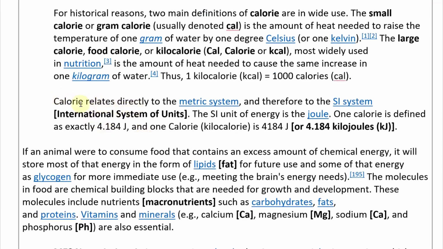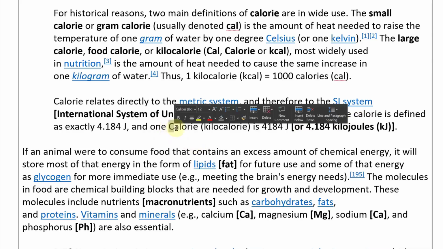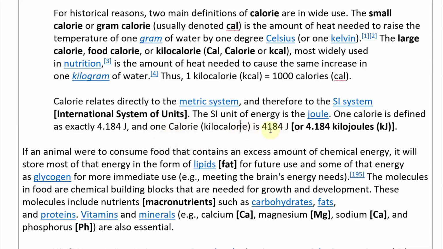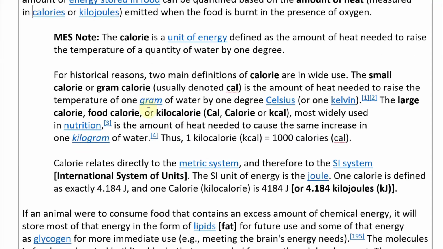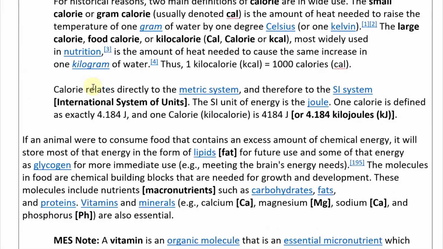The word calorie relates to the metric system, and therefore to the SI system, the International System of Units. The SI unit of energy is the joule, and 1 calorie is defined as exactly 4.184 joules, and that's the lowercase one. And 1 big calorie with a capital C, kilocalorie, is 4,184 joules, or 4.184 kilojoules, kJ. So it's usually measured in kilojoules or big calories, not the small calories. So big calories, kilojoules, or kilocalories.